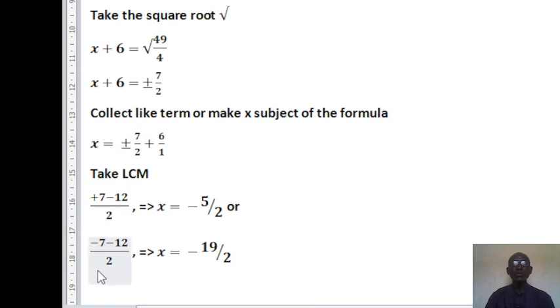Now 1 divided by 2, you have 2. 2 multiplied by 6, you have 12. The reason you have here, you add your minus and minus. Minus plus minus, minus 7 plus minus 12, you have altogether minus 19 all over 2. That's the reason you have here.